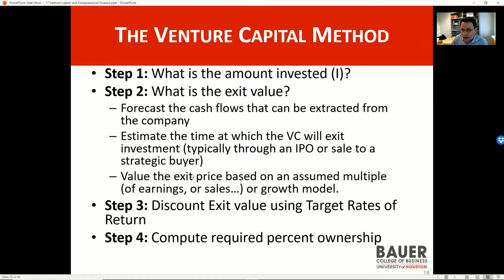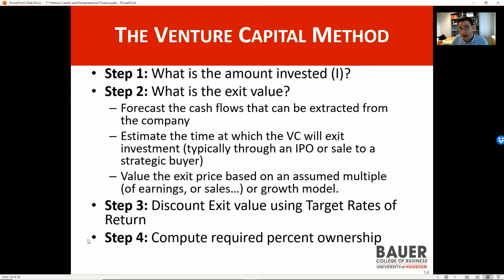Generally, they will value this exit price based on some multiple, possibly a growth model. Okay, so you just have one terminal value essentially. That's how the VC is going to value the company. That's what determines the VC's cash flow when they sell their stake. Step 3 is then simply to discount this terminal value, discount this exit using some target rate of return. Once you have that, you have the value of the company. You compare that to your investment amount to determine your required percent ownership. Okay, so the VC is going to put in some amount of money. Steps 2 and 3 value the company.